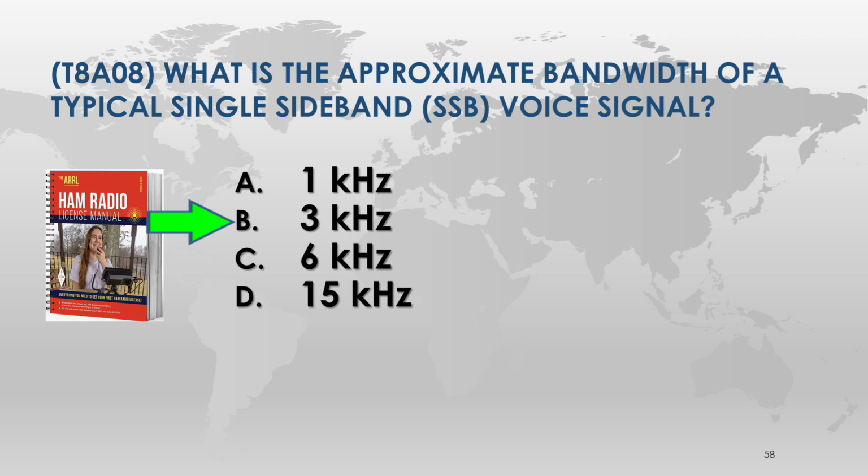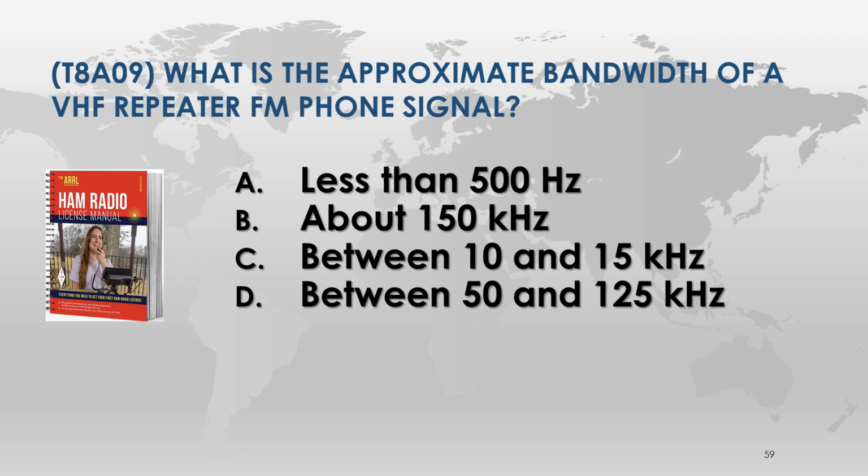It's written right there. What is the approximate bandwidth of a VHF repeater FM phone signal? VHF FM. Approximate. Charlie. Are you sure? Yep. You sure it's not 500 hertz? Less than 500 hertz? Well, you're right. Just asking. If it's less than 500 hertz, it's going to be CW. Right. Trust me, I missed that question quite a few times.